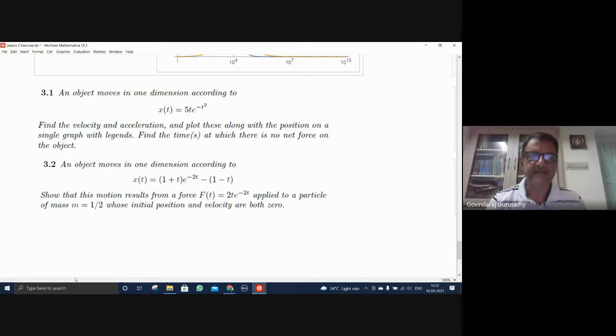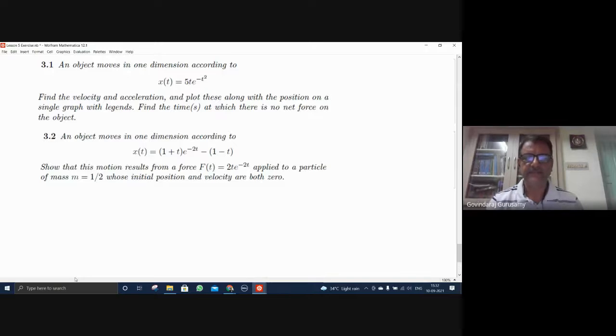How do you do that? Any guess? How do you perform that? I'll give you a hint alone. You have to do that. Find the time at which there is no net force on the object. Any guess? Come on.